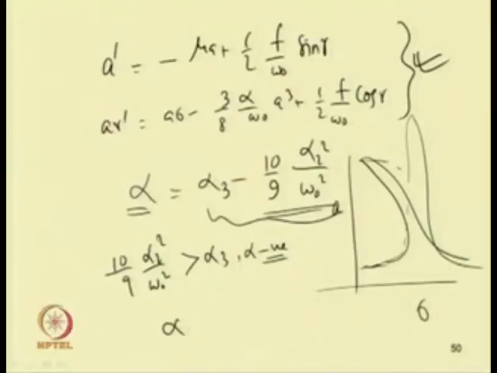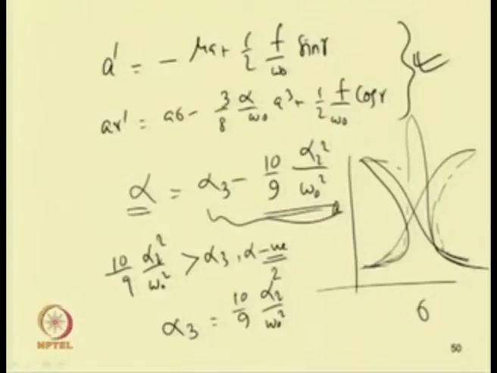So, if alpha 3 equals 10 by 9 alpha 2 square by omega 0 square, and if alpha 3 is greater than this 10 by 9 alpha 2 square by omega 0 square, in that case this alpha will become positive and we can have a hardening type of response. So, the response will be that of a hardening type of response.